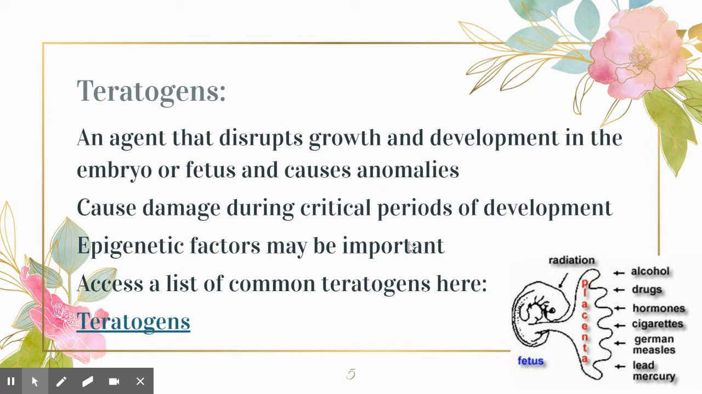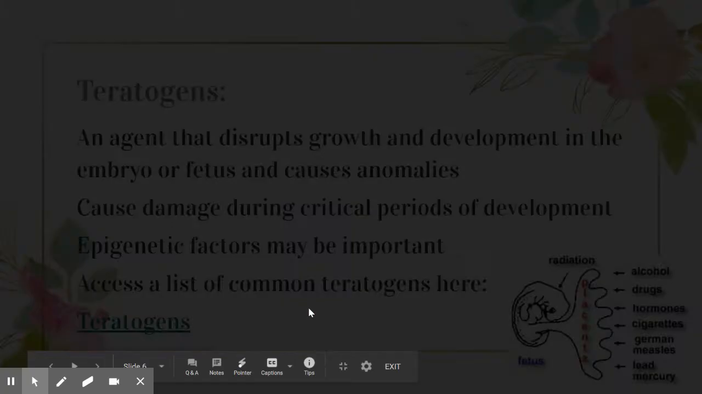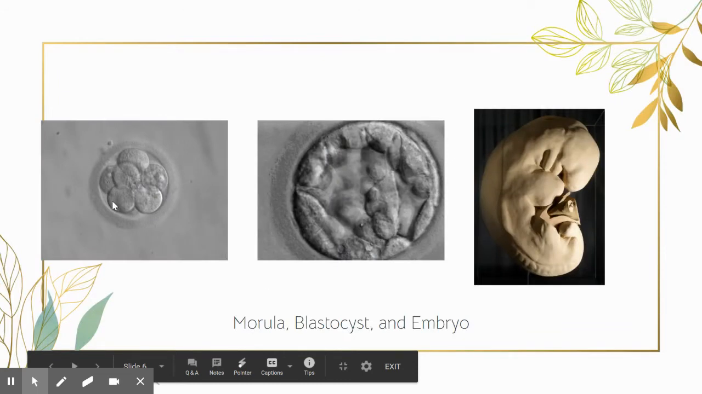For example, radiation can interfere with normal development, alcohol, drugs, certain hormones, thyroid hormone, cigarettes, German measles, lead, mercury, conditions like diabetes, high glucose levels, medications that mom might be taking, particularly your anticonvulsants and a few others, but you can check out that list. And here's what development looks like.